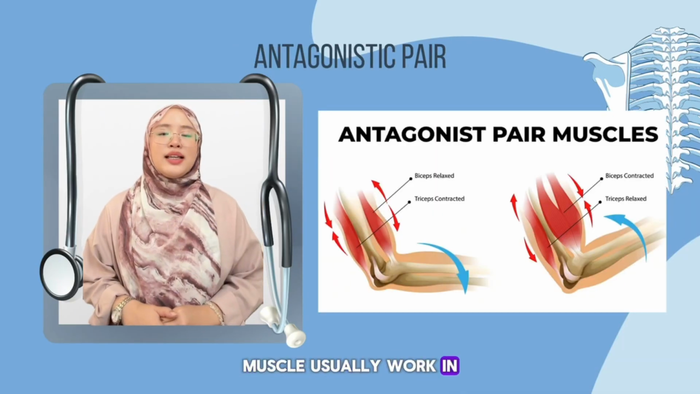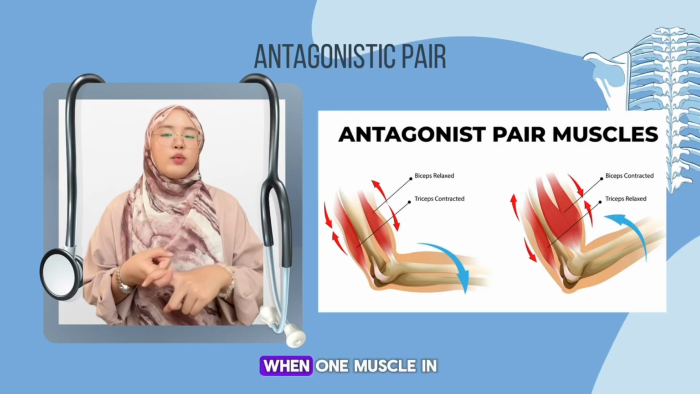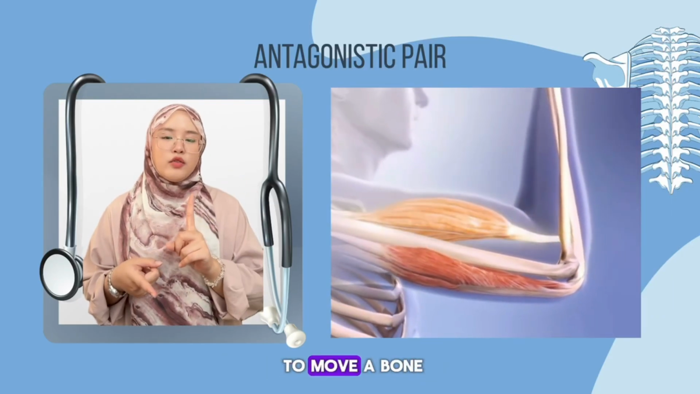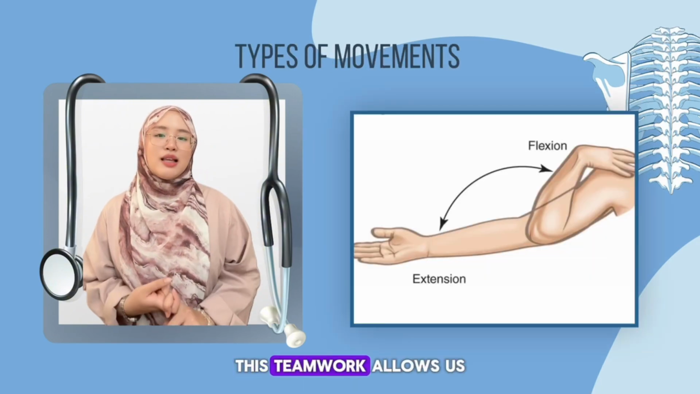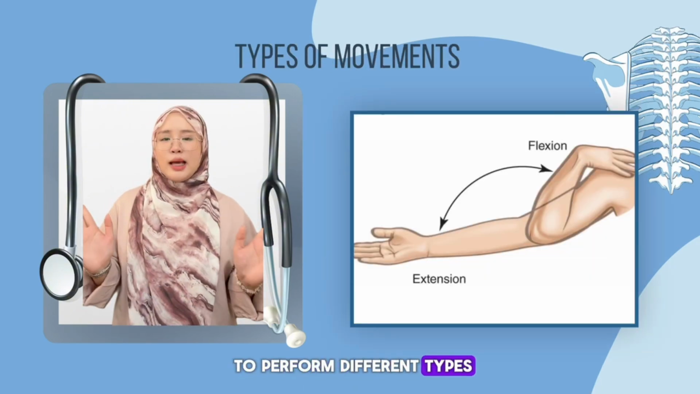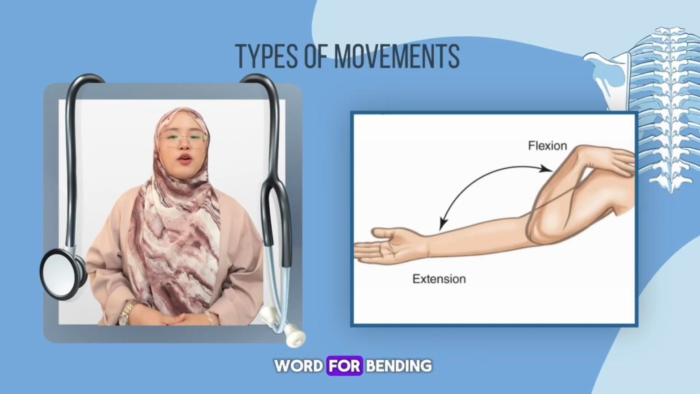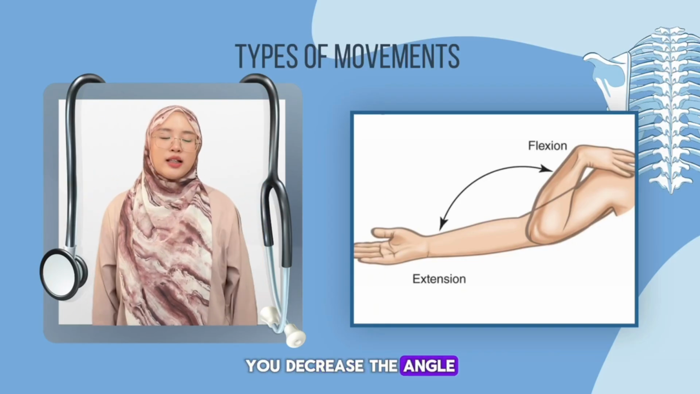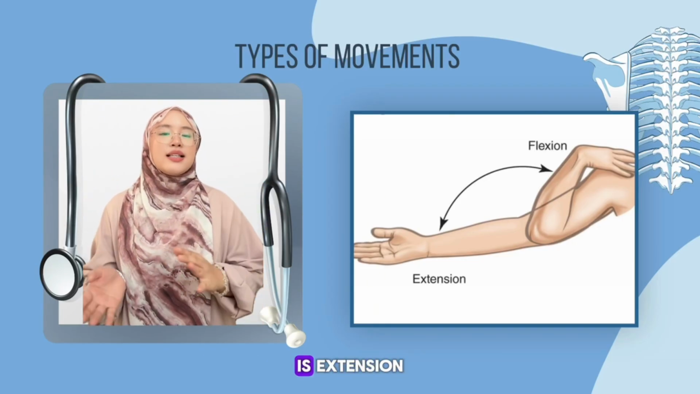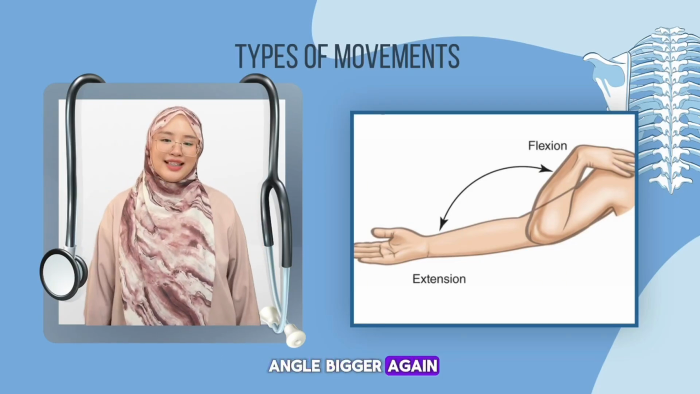Muscles usually work in antagonistic pairs, which means they are teammates. When one muscle in the pair pulls tight to move a bone, the other one relaxes to let the movement happen. This teamwork allows us to perform different types of moves. One common move is flexion, which is the academic word for bending. When you bend your arm at the elbow, you decrease the angle between your bones. The opposite is extension, which is straightening your limb to make the angle bigger again.